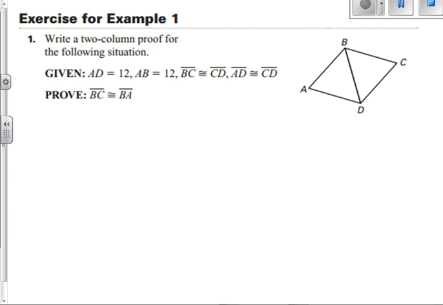So let's go on. Here's the proof. I want you to stop the video and try to work through this, and then start the video back up, and then we'll check our answers.